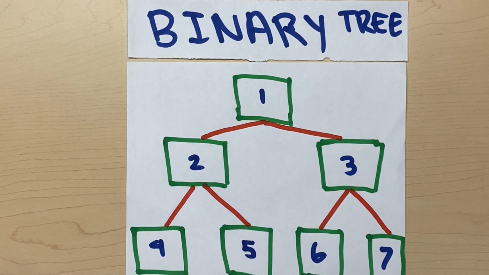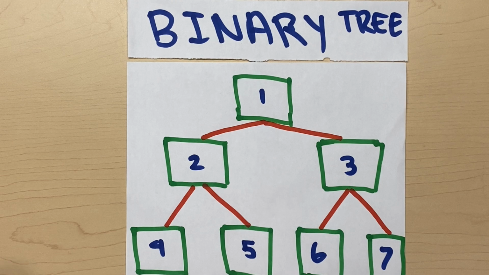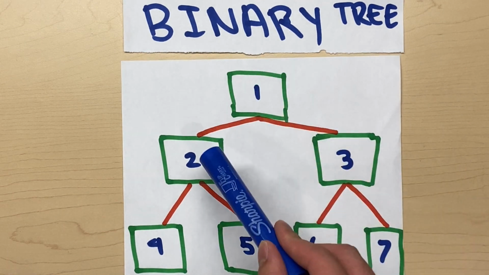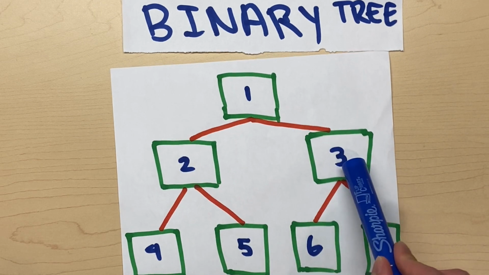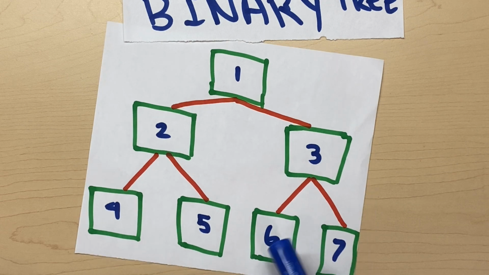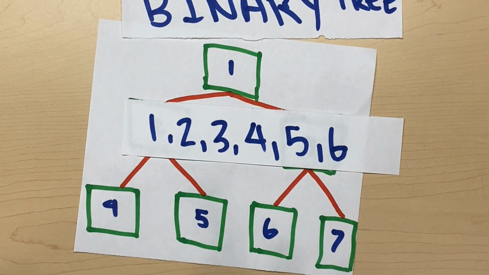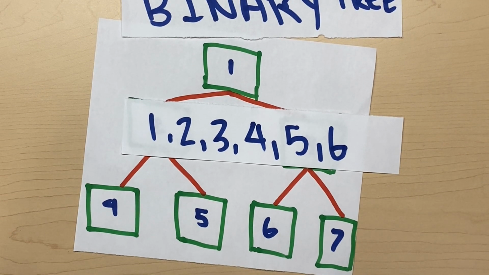With binary trees, there are different ways that we can go through the tree. These are called traversals. The first traversal is called a breadth-first traversal. What that means is that we're going to go through each node at each level of our tree. So we have 1, 2, 3, 4, 5, 6, 7. That's the order of the nodes that we'll visit, and that's our output for a breadth-first traversal.